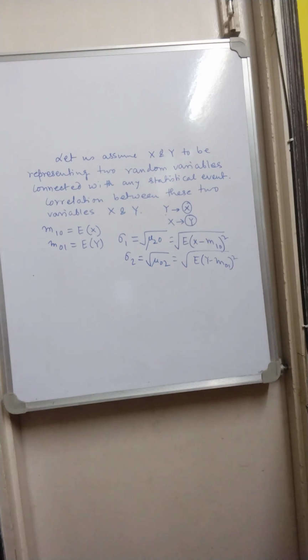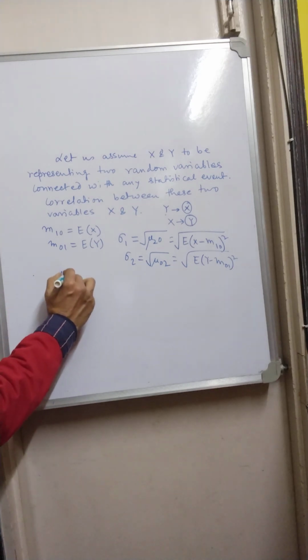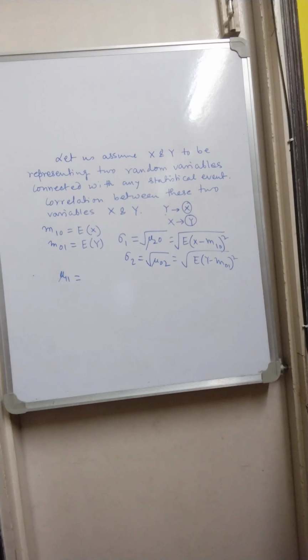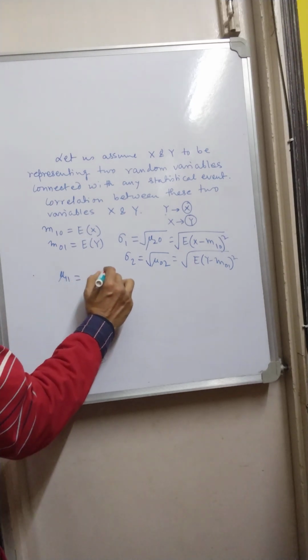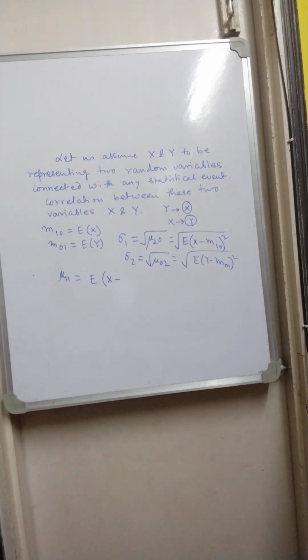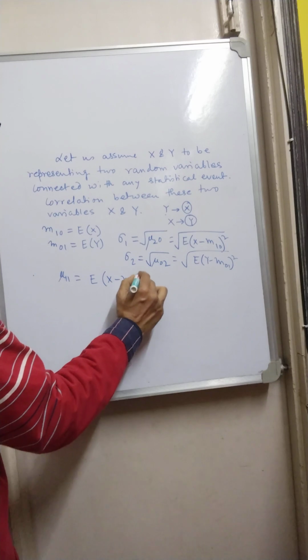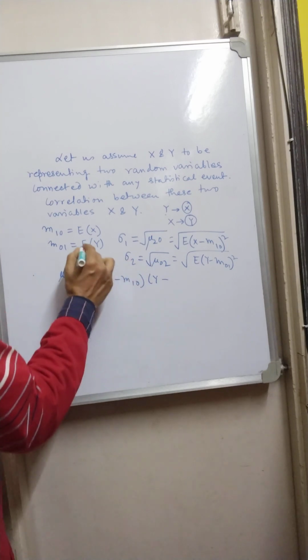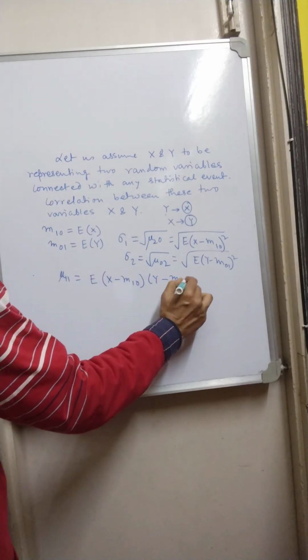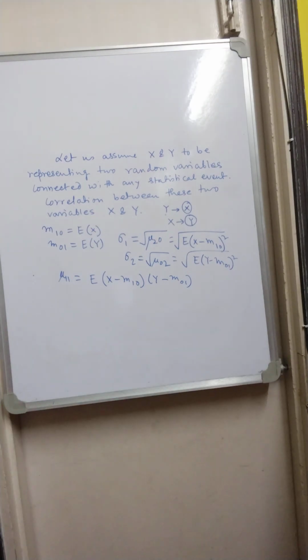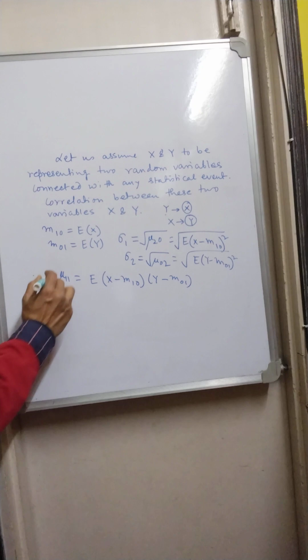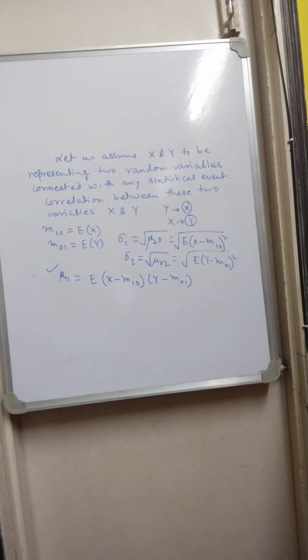Here we would also like to introduce mu 11, which is actually covariance, and we represent it as expectation of x minus expectation of x, or say m10, into y minus expectation of y, which is m01. So this is actually mu 11.